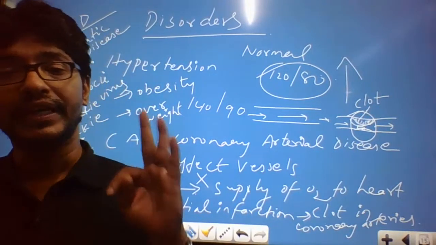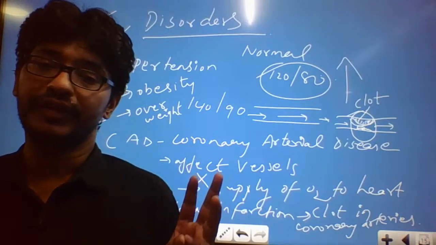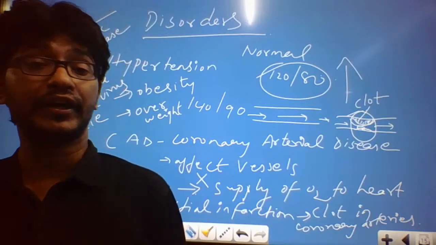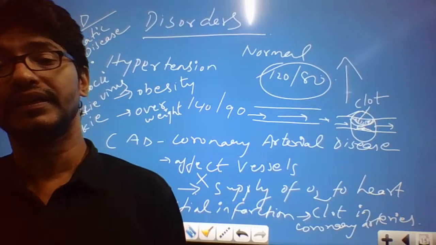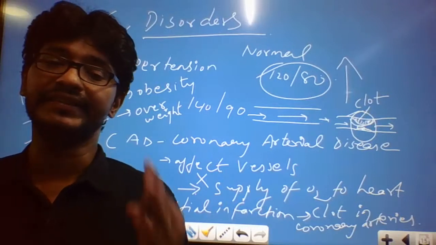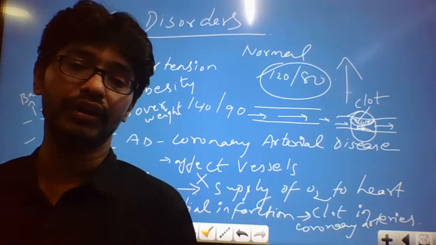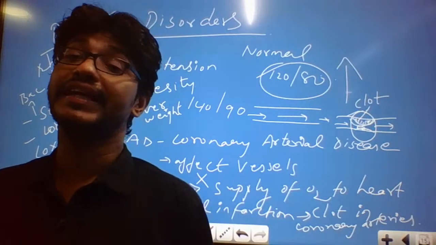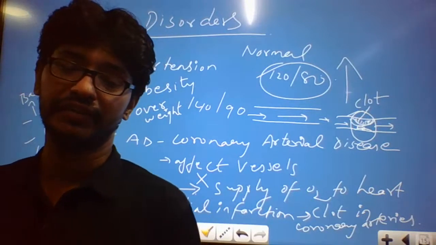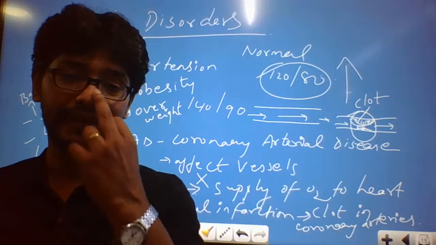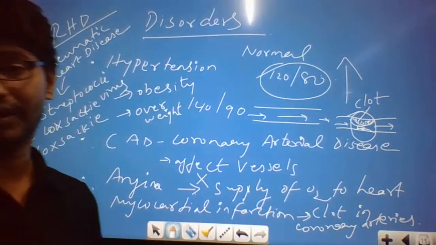There are three main things. One is the SA node, that is the sinoatrial node. The other is the atrioventricular node. The other one is the bundle of His. These three play a very important role in conduction of the heart. The SA node, the sinoatrial node, is what we call the natural pacemaker. So I have completed that part also.